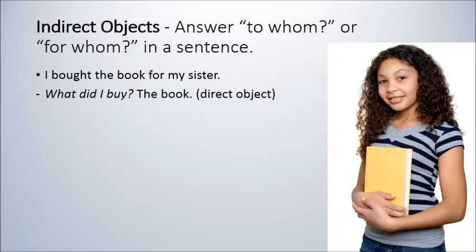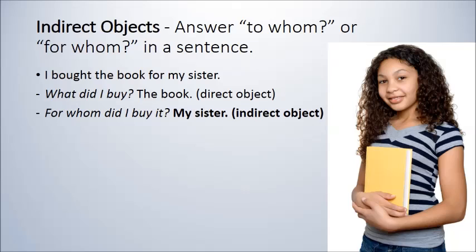Now we ask the question, to whom or for whom did I buy it? And the answer is my sister. That makes my sister the indirect object.